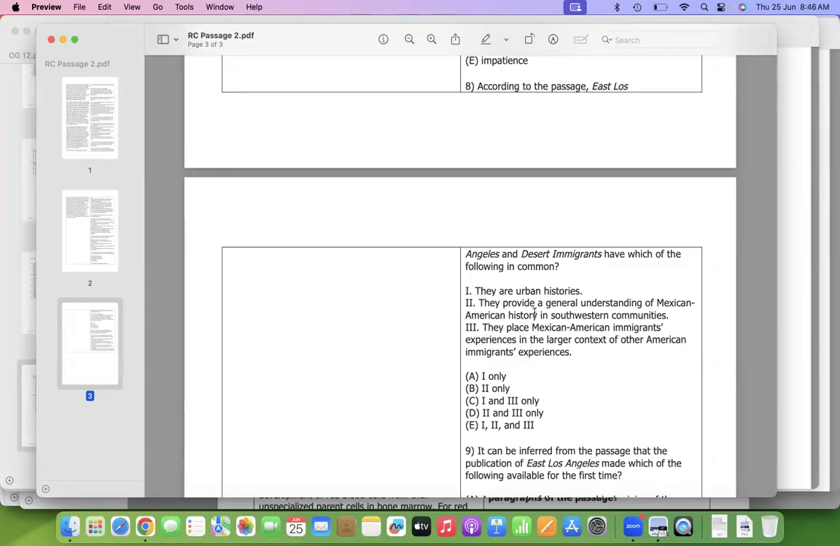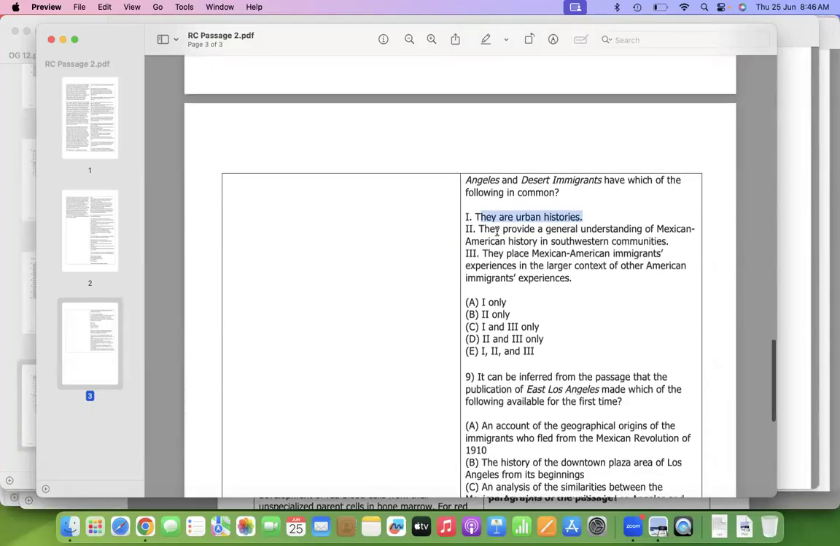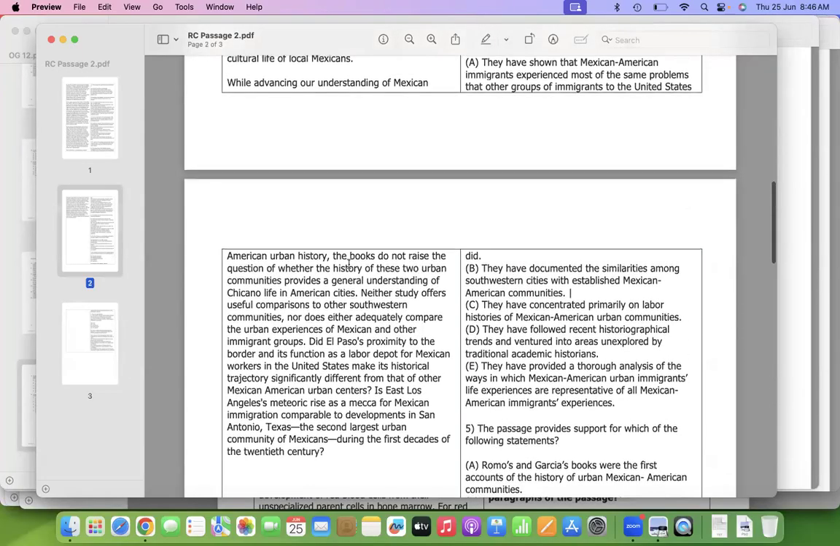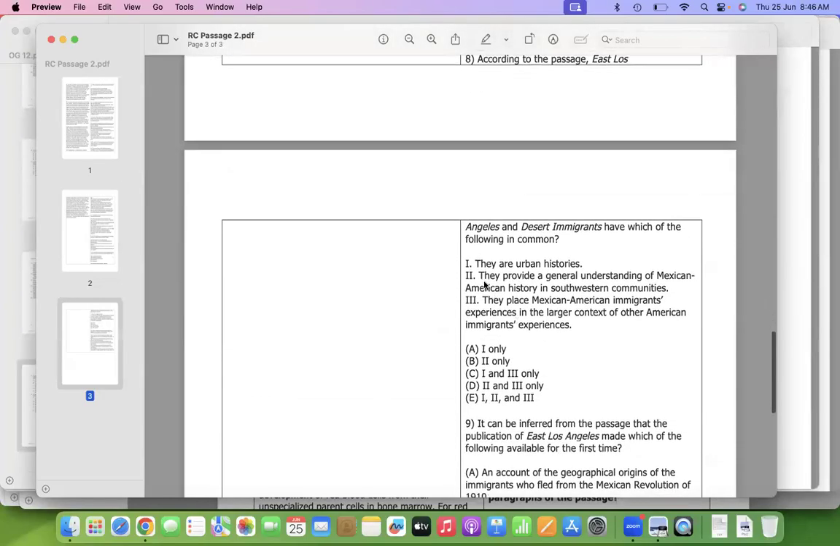What do these books have in common? Their urban histories is pretty obvious. They provide a general understanding, they place it in the larger context. That's what they don't do, no? They don't do these things. So if statements 2 and 3 said that they do not provide a general understanding, they do not place it in the larger context, then it would be all three. Right now it's only one.